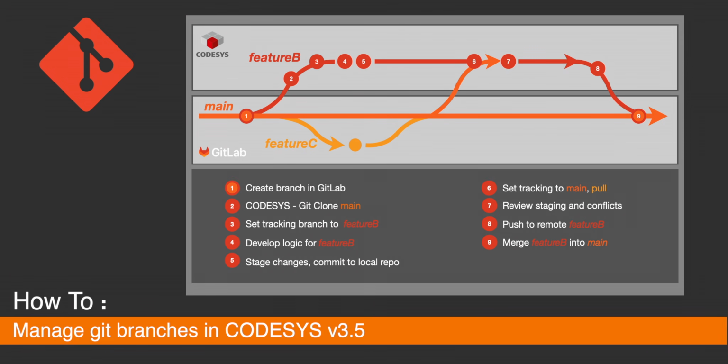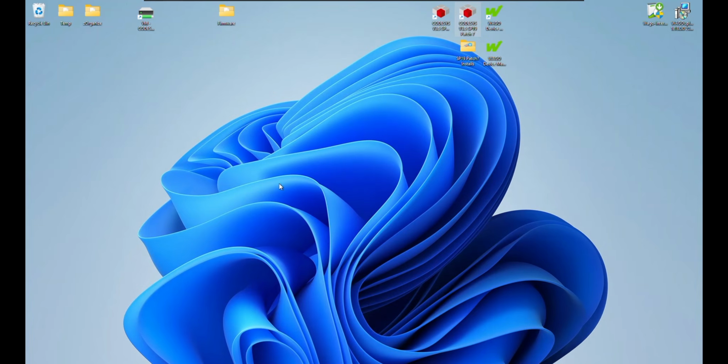In this video, we're diving into Git integration and branch management in CODESYS. This can be a great tool for multi-user development environments, as well as keeping track of changes and adding features to a CODESYS PLC project. We'll cover creating a branch in GitLab, cloning that repository into a CODESYS project, merging changes, as well as handling conflicts within structured text. Let's get started.